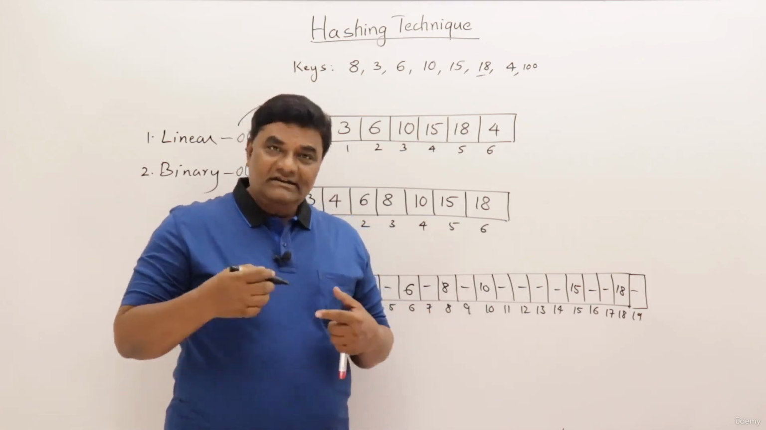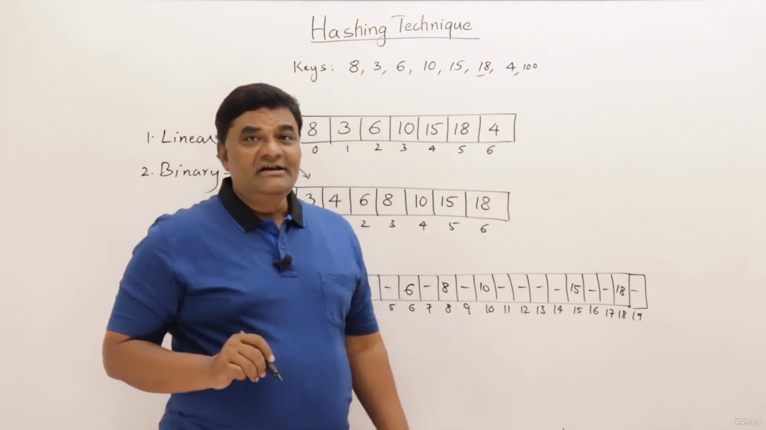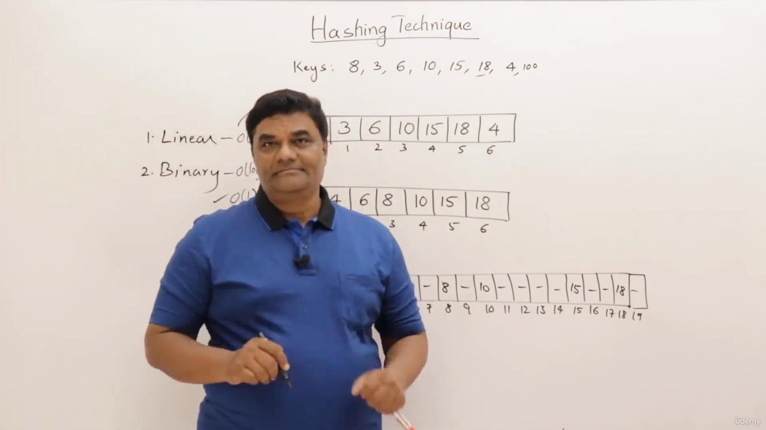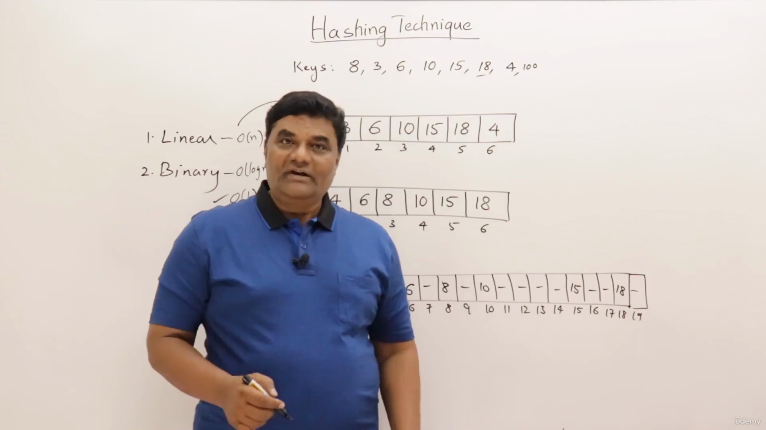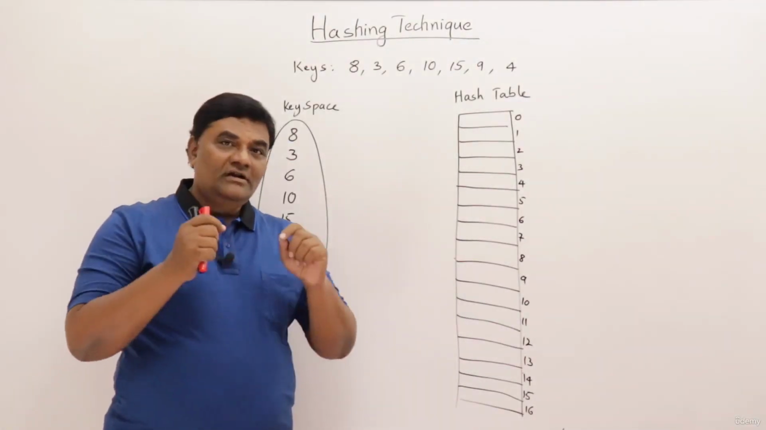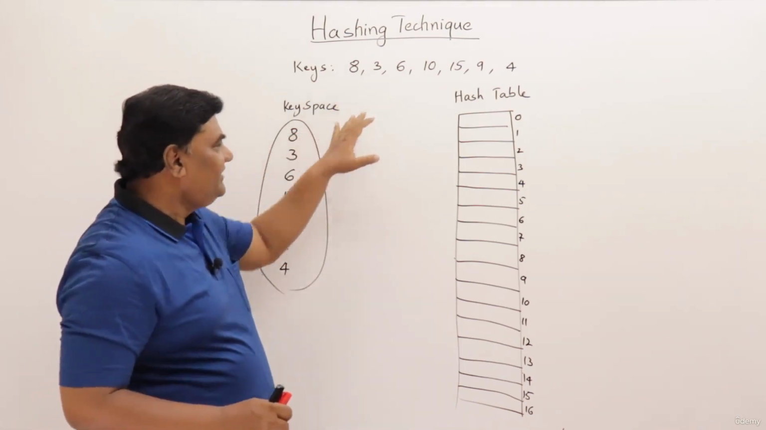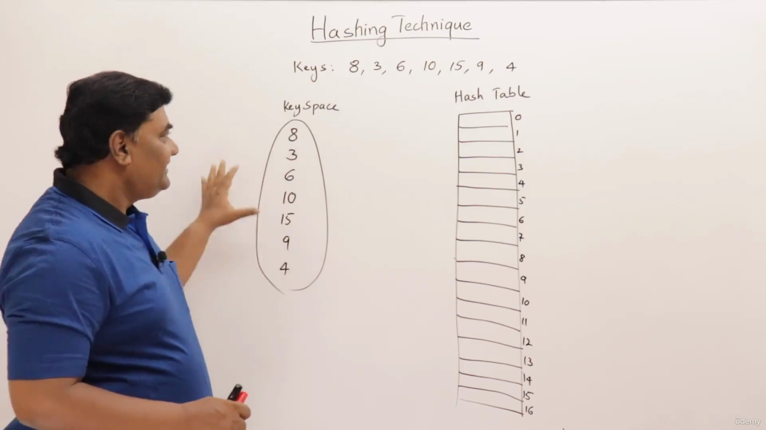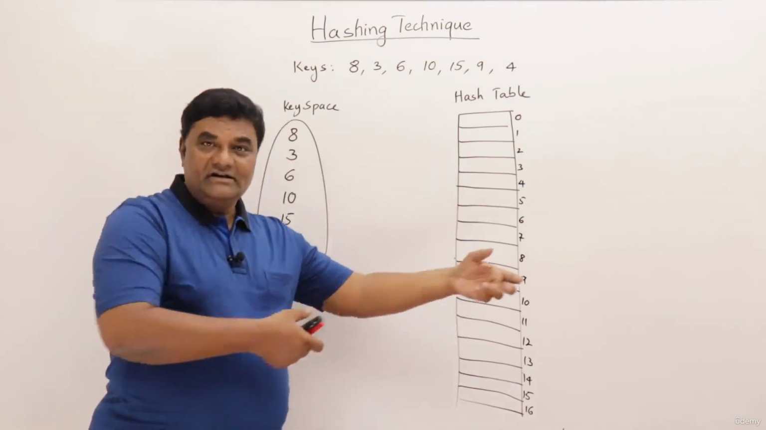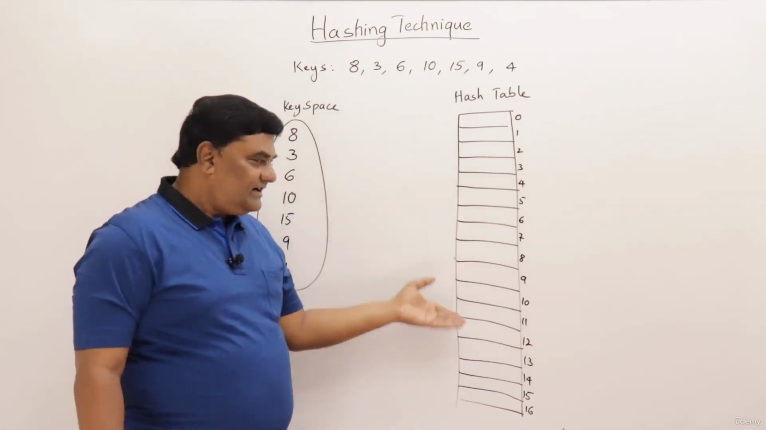For that, let us start studying hashing. For studying hashing, we'll represent it with a mathematical model. Let us look at the mathematical model for hashing. These are the set of keys, which we will call the key space. And this is the hash table, the array where we will be storing the elements or the keys. This is the hash table.